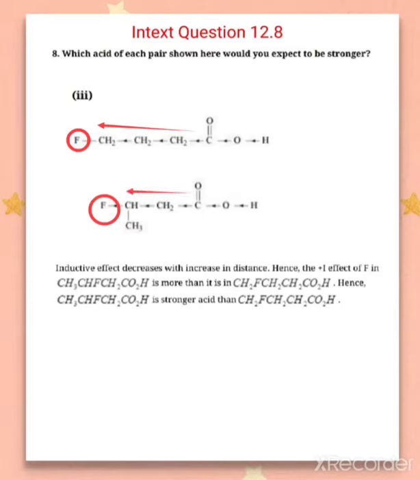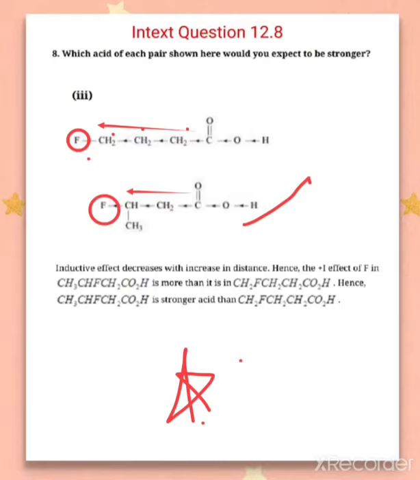So when the distance of the electron withdrawing group from the carboxylic acid group increases, the electron withdrawing effect, or we can say the minus I effect, will be lesser. So because of this, which one will be the stronger acid? This one, where the F is quite closer to the carboxylic acid group, will be the stronger acid. So this is a very important type of question, comparing the acidic character.